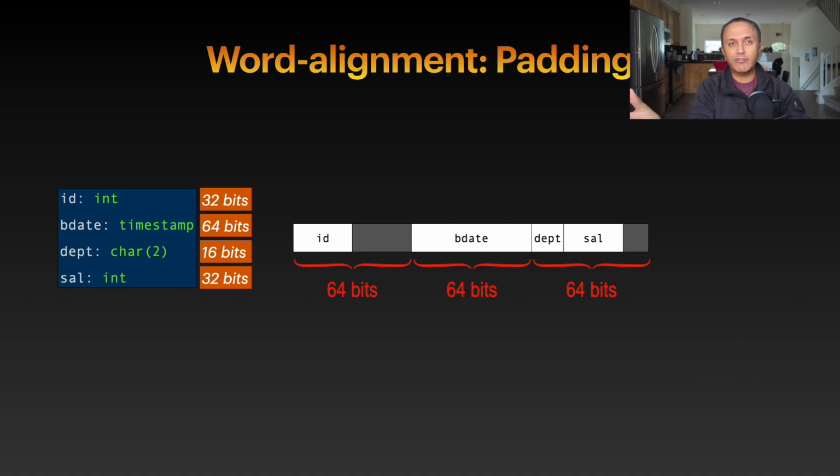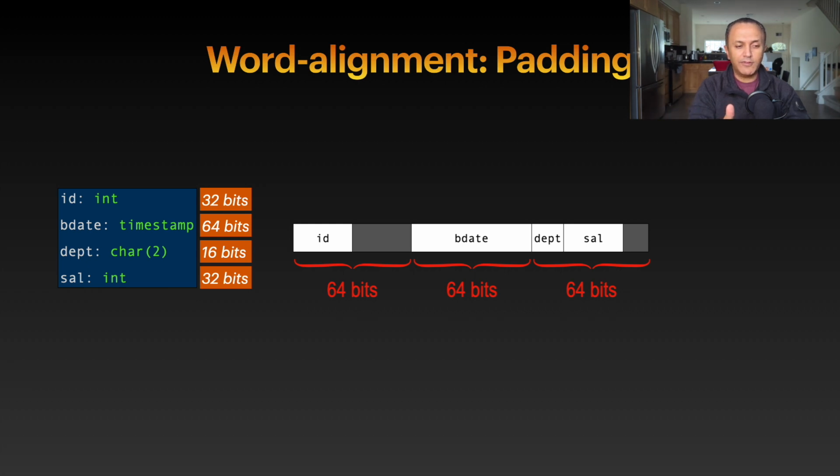We look at the next attribute. The next attribute is 64, so it does not fit in there. So, okay, I'm going to pad that first word with zeros, and I'm going to start the next attribute at the word boundary. So the next attribute, birth date, is 64, so that pretty much fills the whole word.